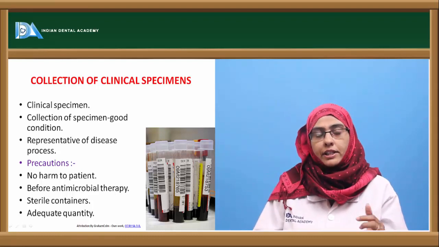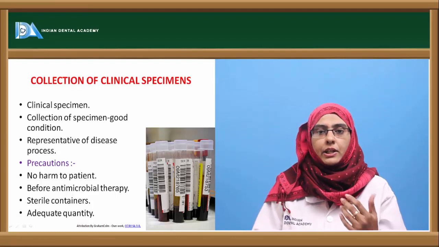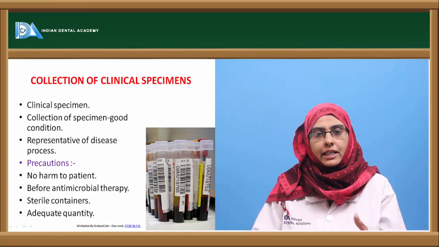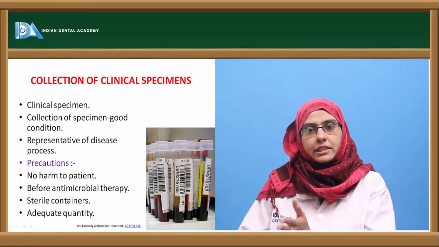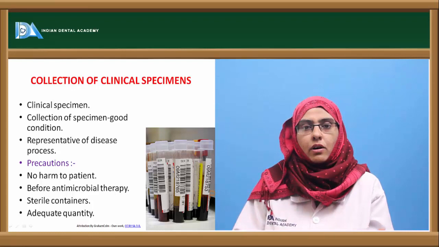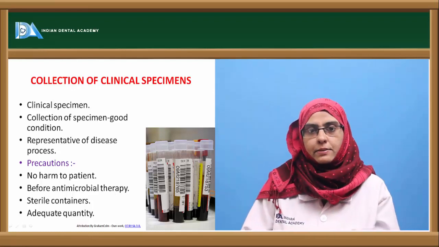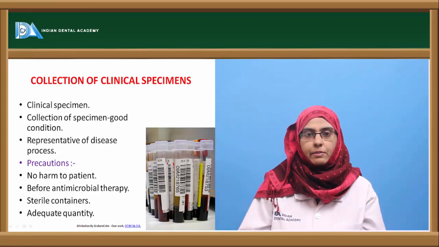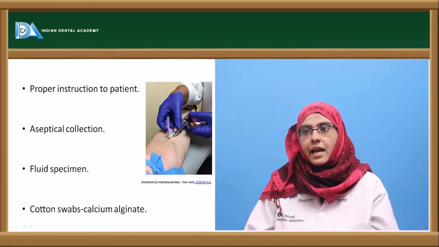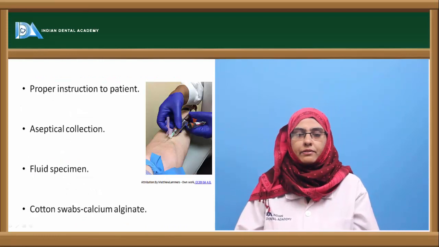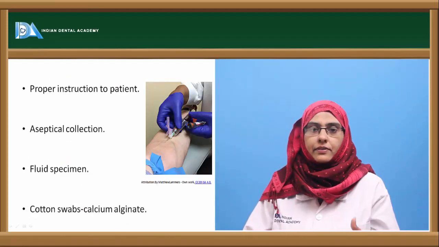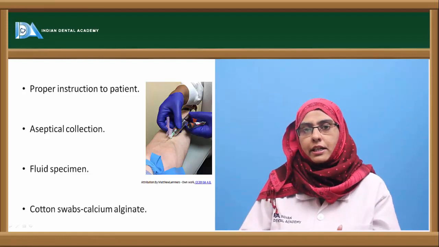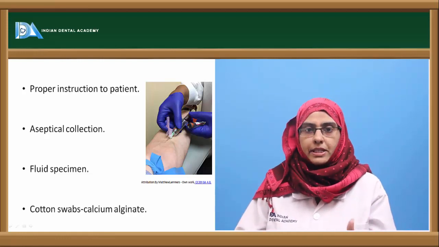The specimen should be collected in adequate quantity. It should be ensured that the quantity collected is more, because many tests have to be performed later. You cannot call the patient again and again to collect the specimen. So adequate quantity has to be collected at the start so that more tests can be performed on a single specimen. Proper instructions have to be given to the patients when the patient himself is giving the specimen, in the case of a urine sample, fecal sample, or any other sample which the patient voluntarily comes to give.